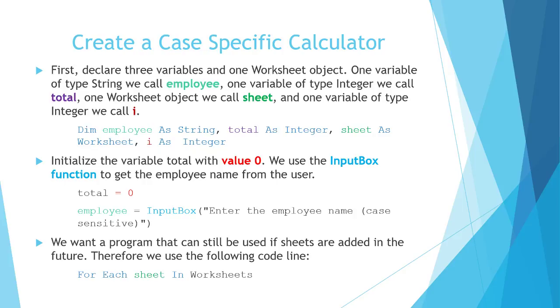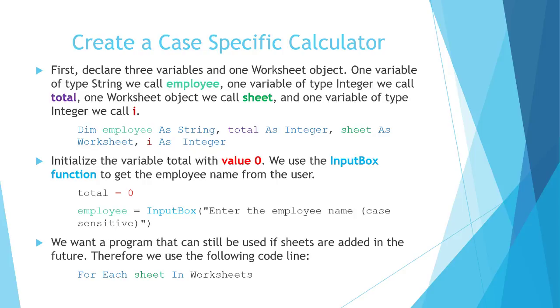So total equals 0. And then we're going to create our input box function. Employee is the variable. It's going to equal the input box, enter employee name, case sensitive. Now all of this, since it's in quotation marks, is going to show up just like that. And just like it says in there, this is case sensitive.